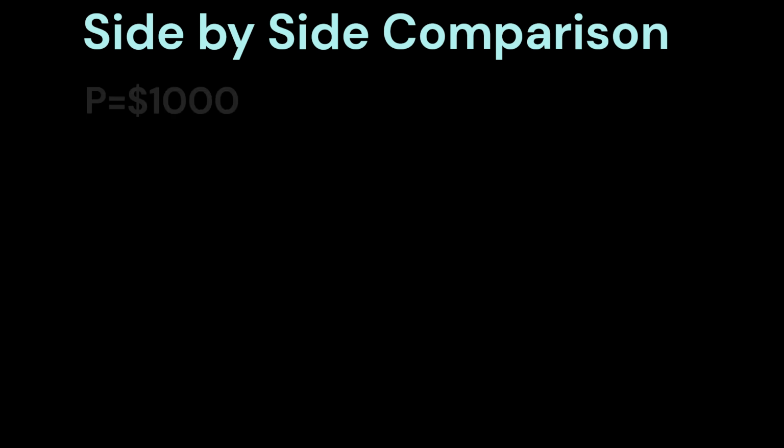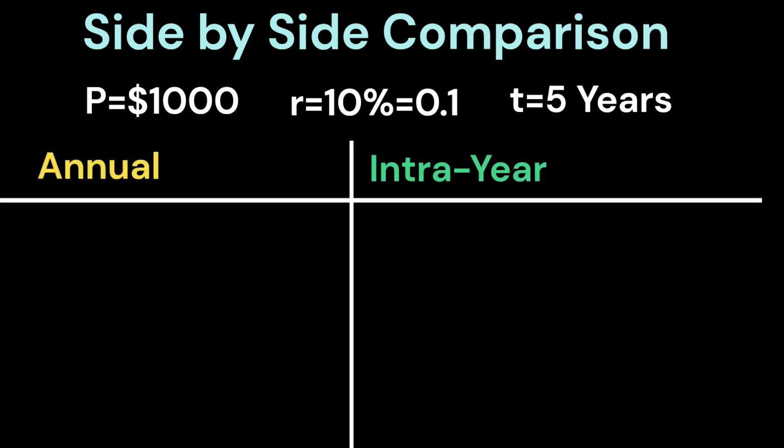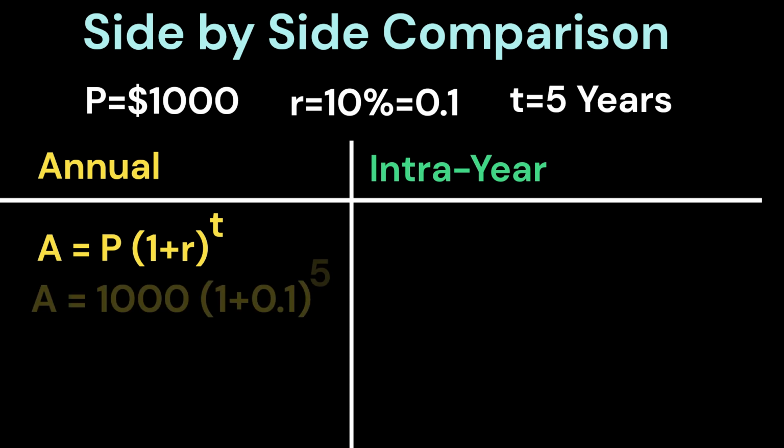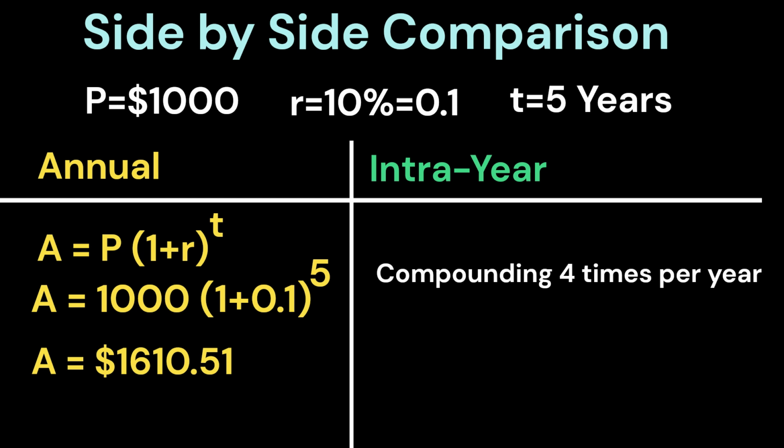Let's say that you have an initial principal, P, of $1,000 and entitled to get an annual rate of 10% for 5 years. Plugging in these numbers in the formula for annual compounding, we get the final principal, A, as follows. Y equals 1,000 multiplied by 1 plus 0.1 to the power of 5, which results in $1,610.51.